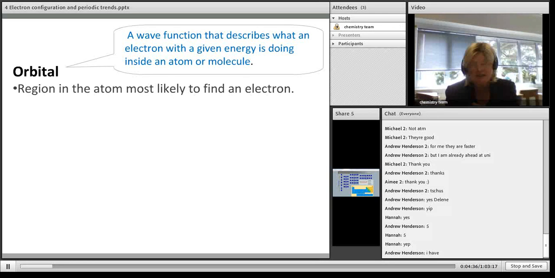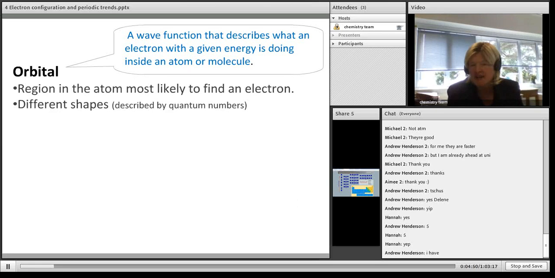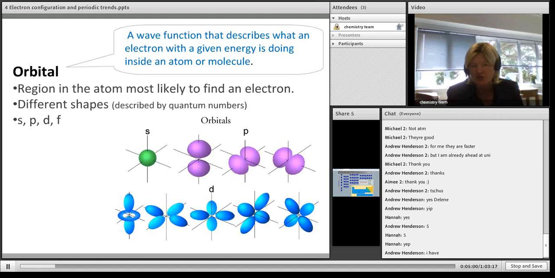If you wanted the fancy definition, because it's all done mathematically, it's a wave function that describes what an electron with a given energy is doing inside an atom or molecule. But don't worry about that one. Just think of it as an area where you find the electron. They have different shapes depending on what energy level and what sub-level they're in. Those are some of the shapes you can have, and they're called s, p, d, and f. So you can get s orbitals, p orbitals, d orbitals, and f orbitals.